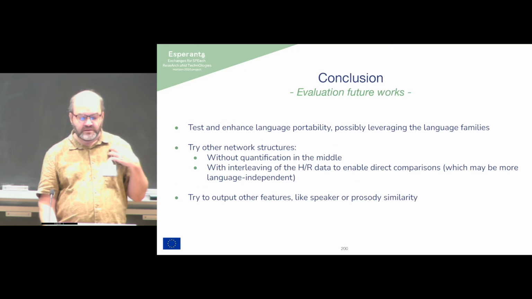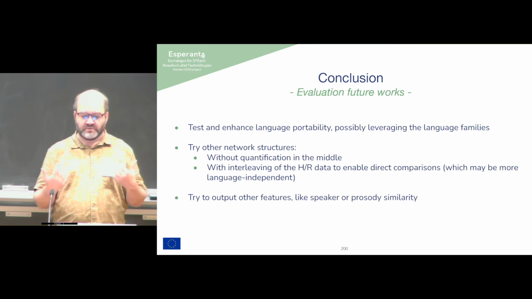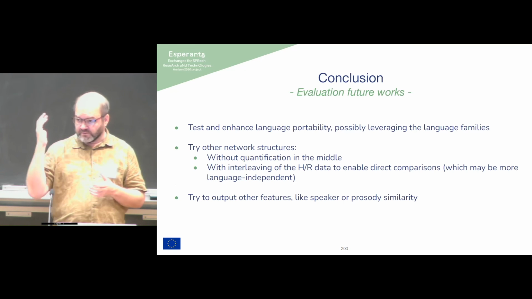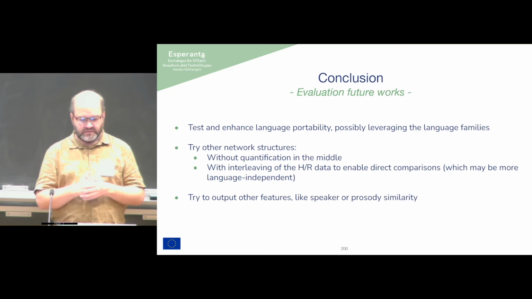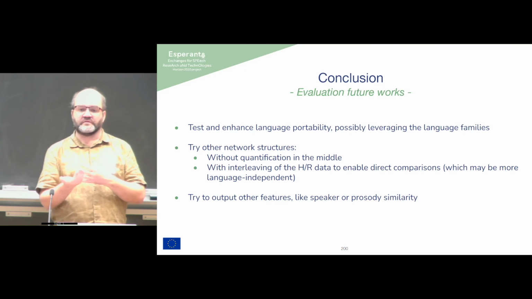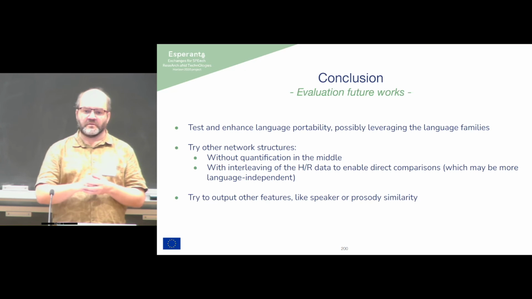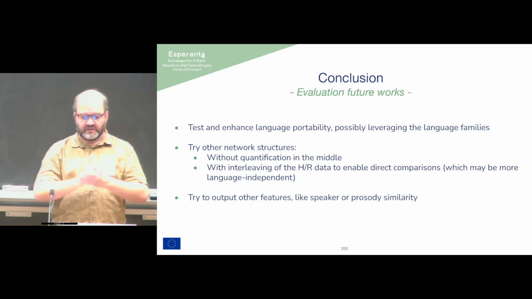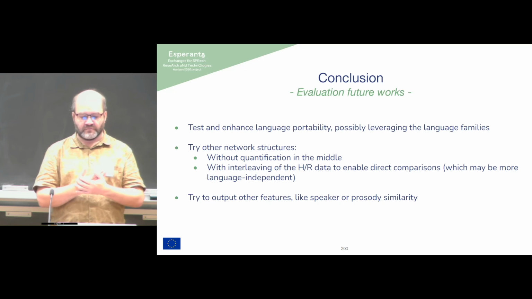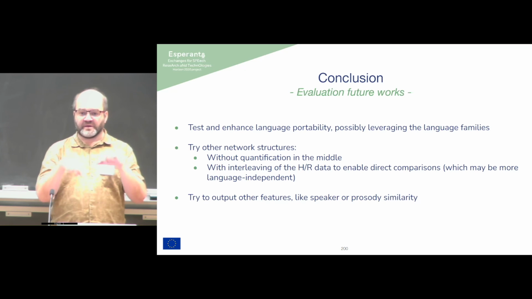So we really need to test and manage the language portability. Probably going to try to leverage the language family that were analyzed by the other subgroups. And we're probably going to try other network structures, trying to remove the quantification in the middle. What happens if you don't have symbols in the middle and you go directly from features to the pooling, etc.?